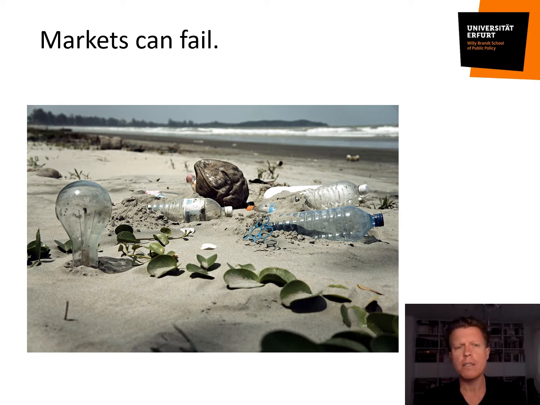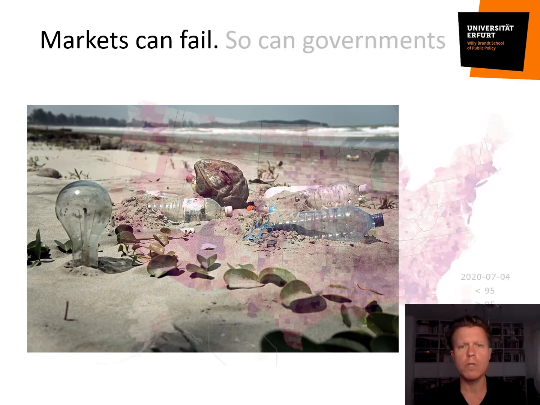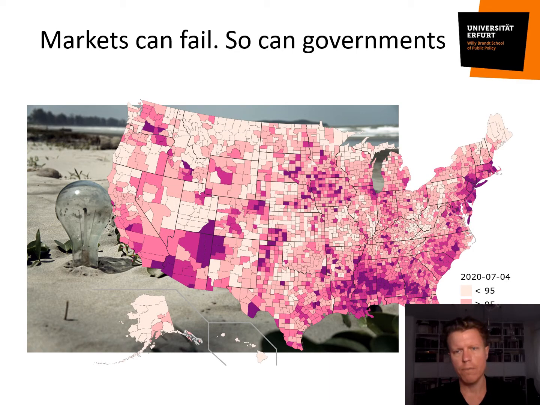But it's not only markets that can fail. What we'll also do is we'll look at government failure. Governments can fail as well, and so can policies. Arguably, the pandemic situation in the US at the moment constitutes an interesting case study, at least, to assess whether this is a case of government failure. Judged by some indicator, it is. And that's something that we may want to discuss in further detail in the course as well.